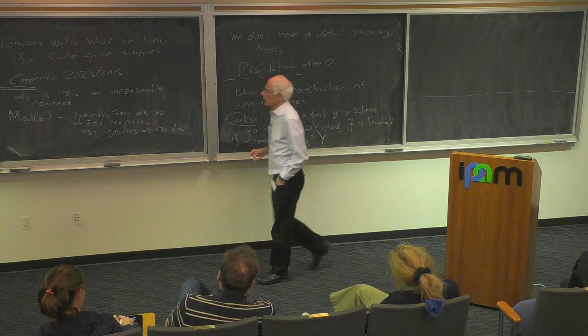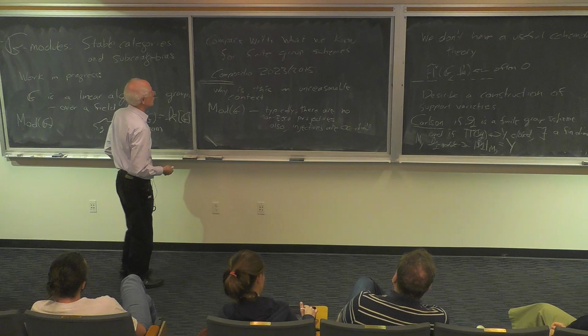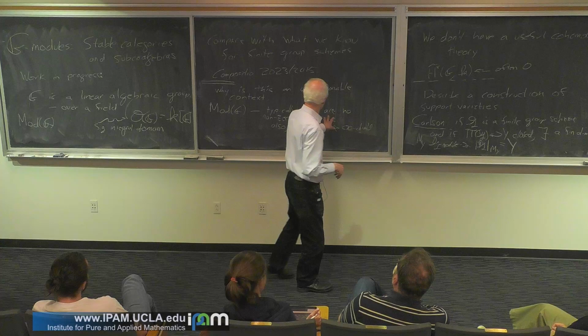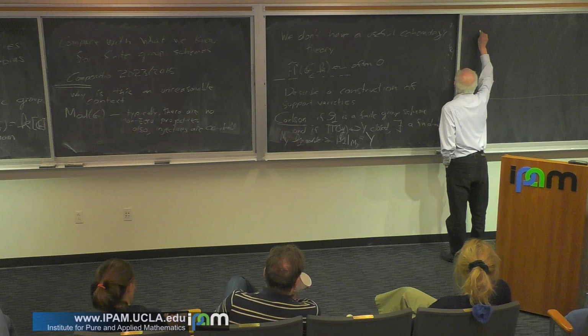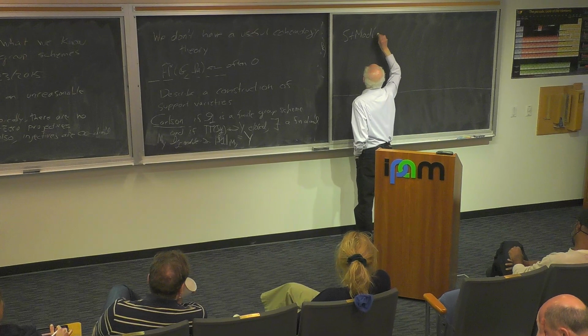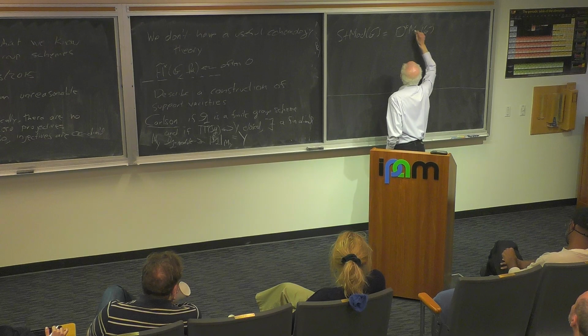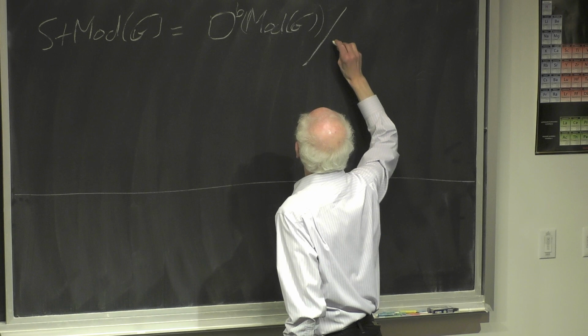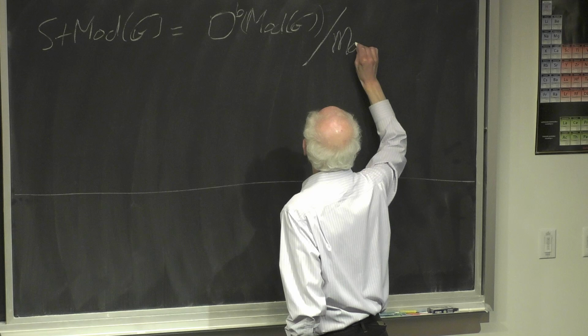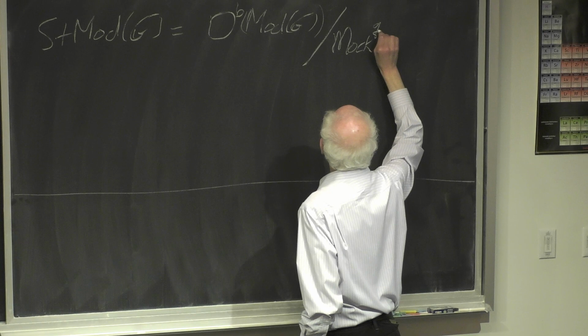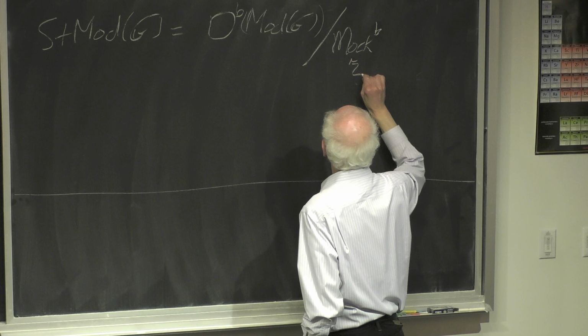I'm going to also tell you what a stable category is in this context, even though we don't have a Frobenius category. My stable category is the Verdier quotient of the bounded derived category of G modules. That's fine. Here comes the problem. Divided by the complexes quasi-isomorphic to complexes of mock injectives. These are complexes, forget the quasi-isomorphic, complexes of mock injectives.